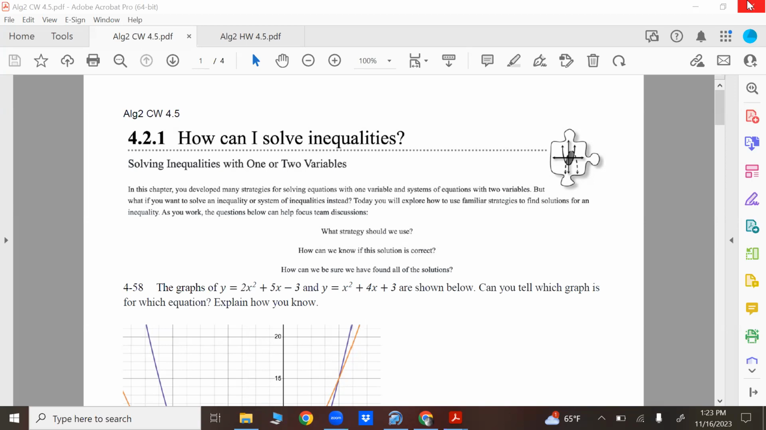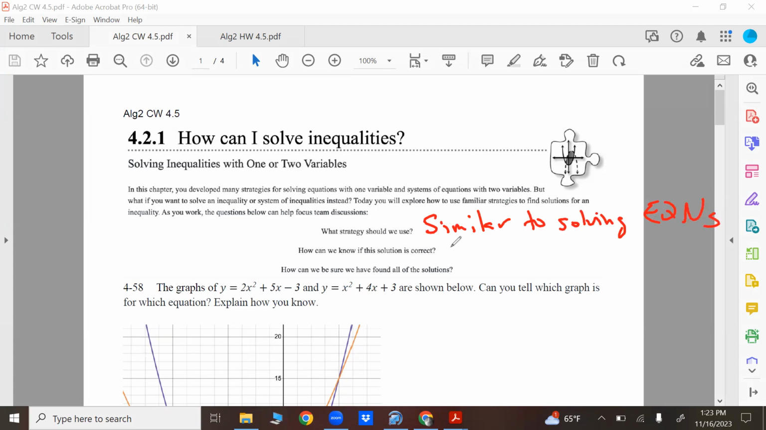So, how do you solve inequalities? It's just gonna be very similar to equations, just a slight twist at the end, and you'll see that twist in just a little bit. But what strategy should I use? When you look at that question there, similar to solving equations. It's not going to be that much different.